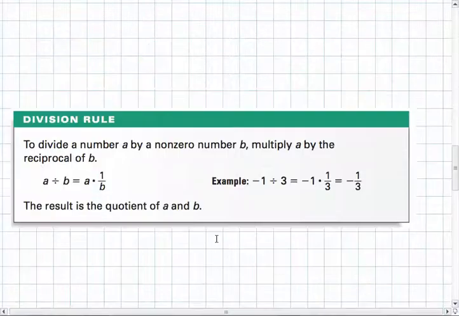The last operation I want us to examine is division. And the division rule is defined as to divide a number a by a non-zero number b, so that's an important number, non-zero number b, multiply a by the reciprocal of b.